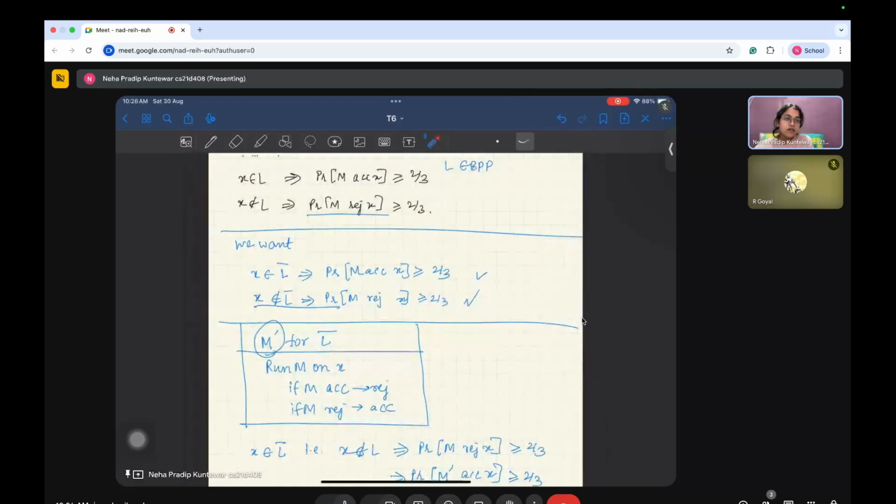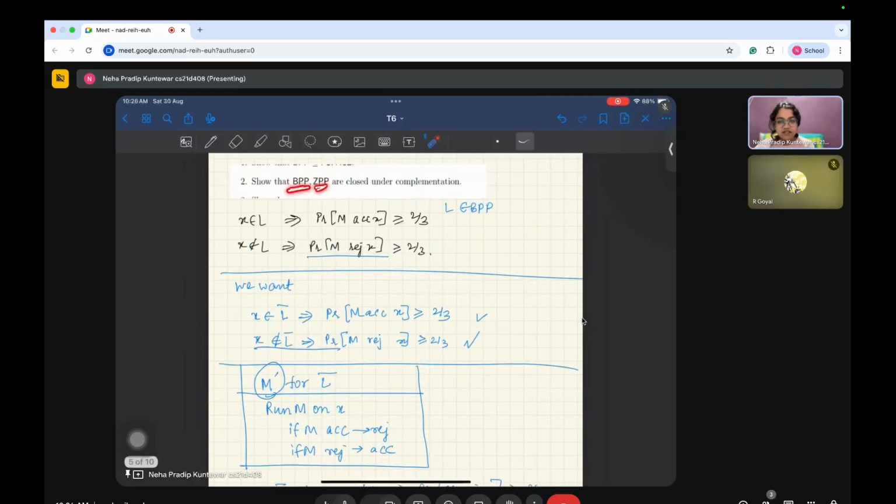Similarly, ZPP would be the same idea, but you don't need to take care of this two-third probability and so on, because it always gives you the correct answer. So only flipping will do the job. We don't really need to show this.